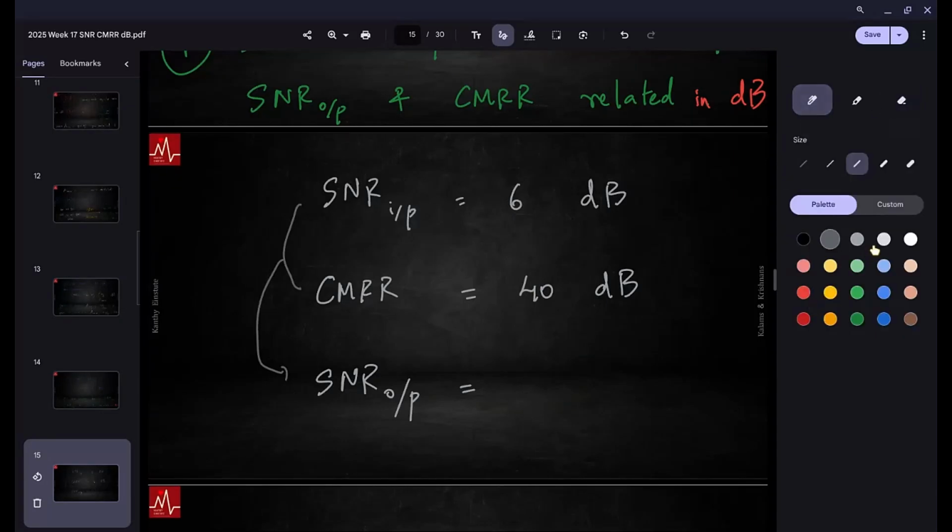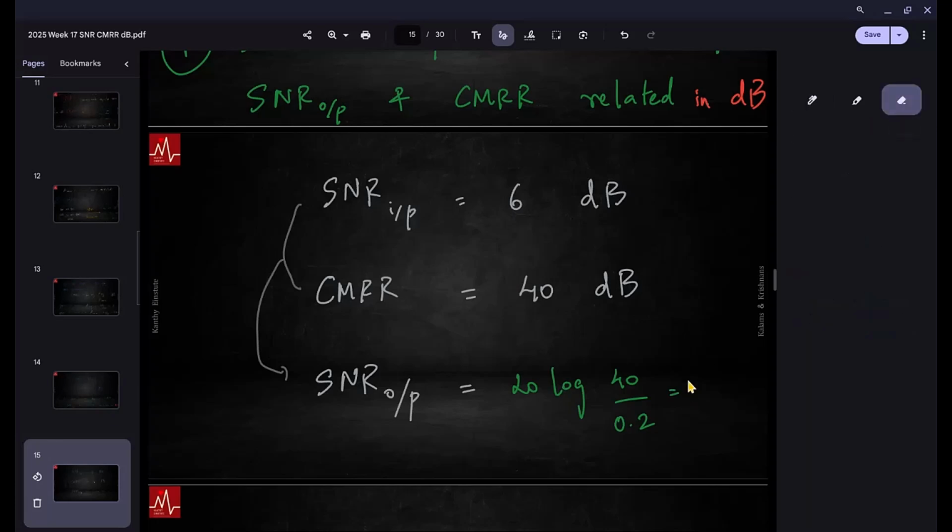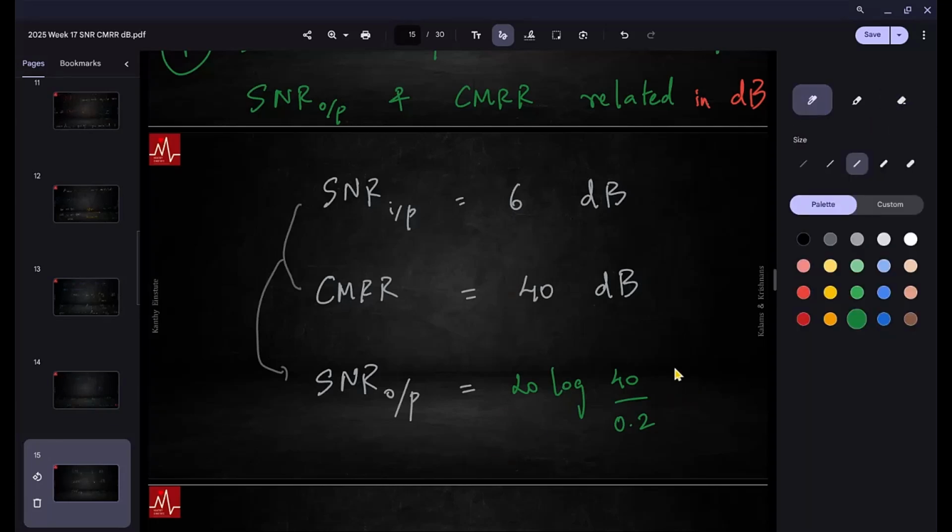This happens to be 20 log 40 by 0.2. How much is this? 40 divided by 0.2, log of the answer, into 20. 46 dB. So now what is going on in dB? Can you see the relation?